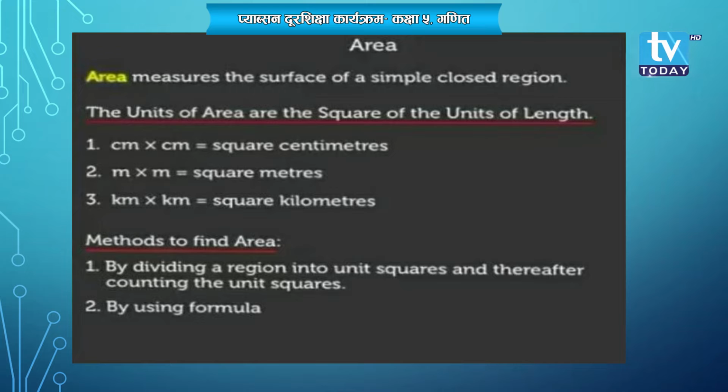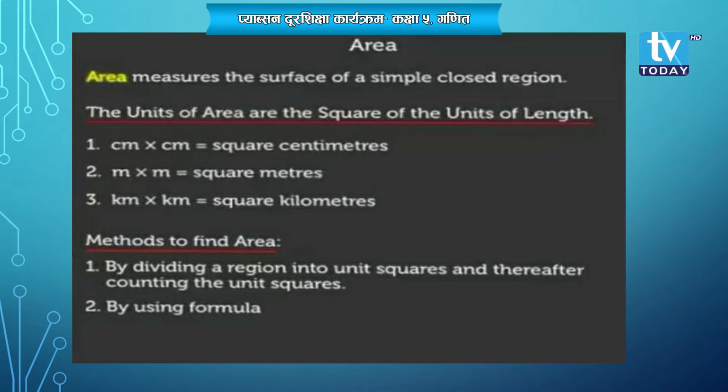Now, have a look over here. There is written centimeter into centimeter. It will be cm square, or we can write it as a square centimeter. m into m, where m denotes meter, it will be meter square. Same here, kilometer is denoted by km, so km into km will be square kilometer.